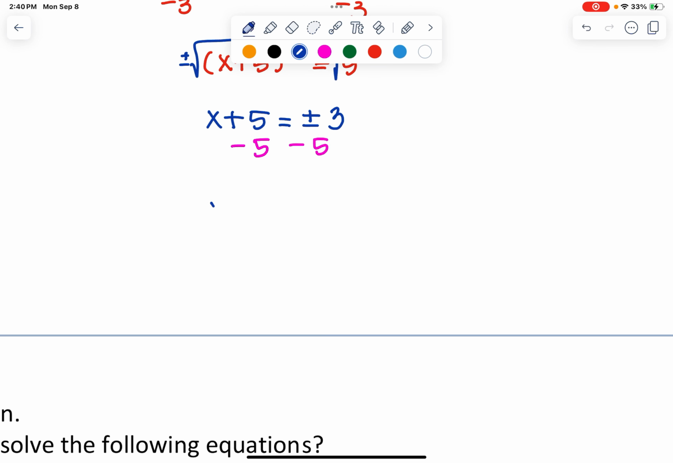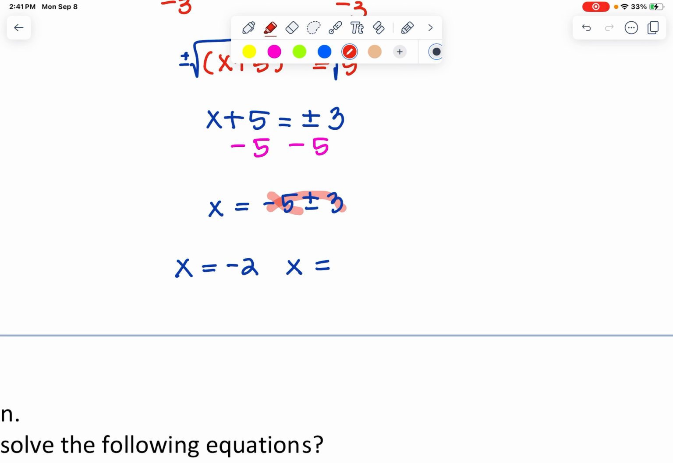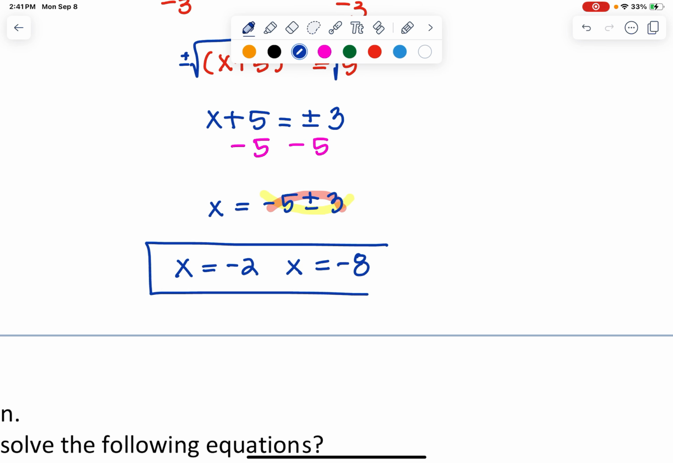I have x equals, and this time they are like terms. I didn't realize that for a second, so I would write the number I subtracted from both sides first, negative 5 plus or minus 3. But I'm not going to leave my answer like this because I can combine these. So we are going to do negative 5 plus 3 is our first solution. Negative 5 plus 3 is negative 2. And then we also have negative 5 minus 3, which is negative 8. And there's your 2 solutions.